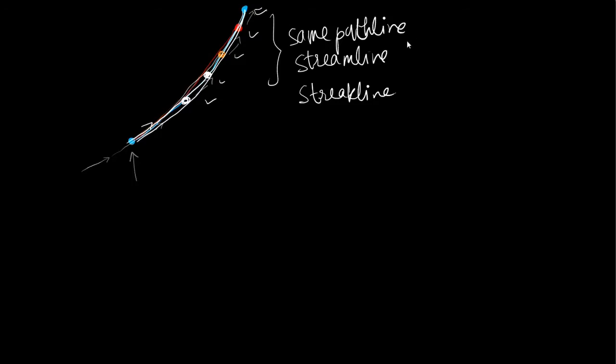But only when the velocity will not change with time. Yes, for a steady flow, I'm talking about a steady flow. It can be non-uniform, but it has to be steady. Now let us do one problem in which we will find out the streamline, streak line, and path line.